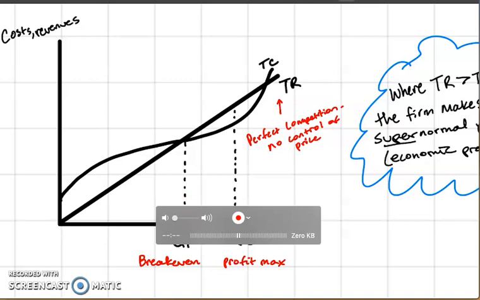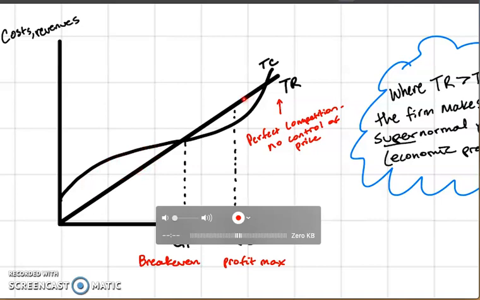It's able to cover all of its costs via the revenue that it generates from its sales. It is not at break even at points before this because our total costs exceed our total revenues. This is a bad circumstance for this company to be in over here on the left side.